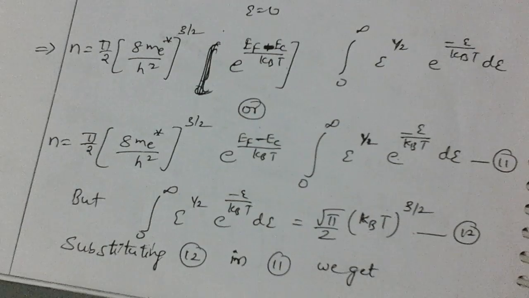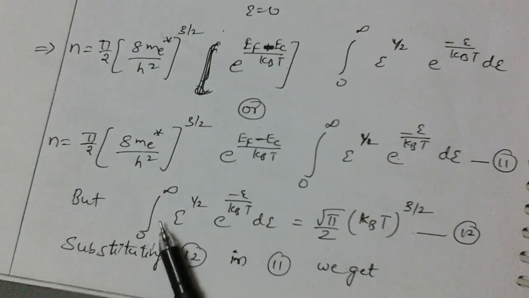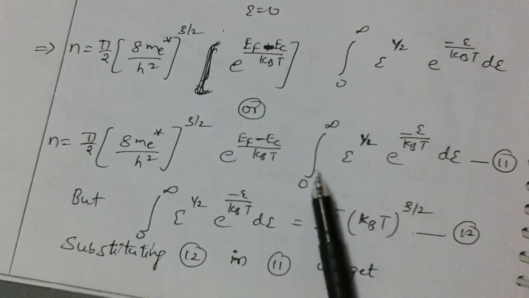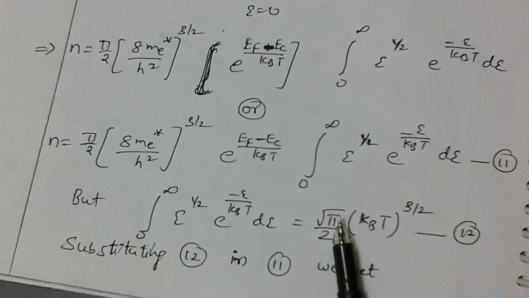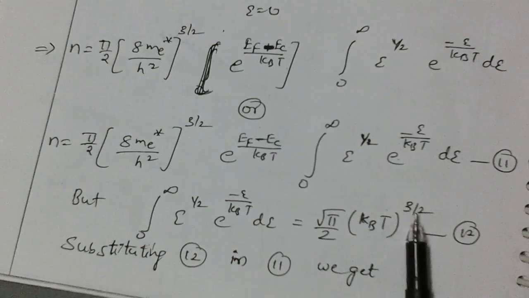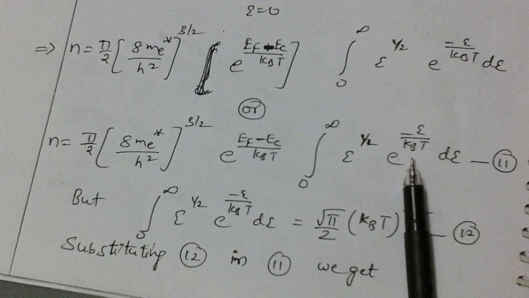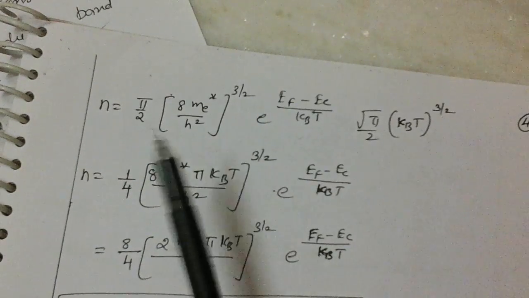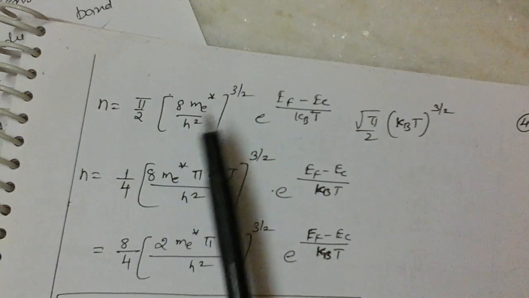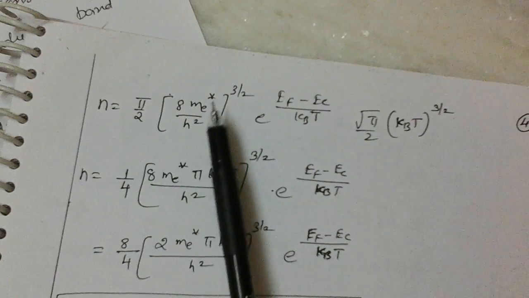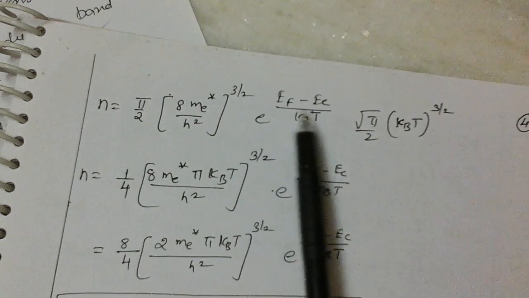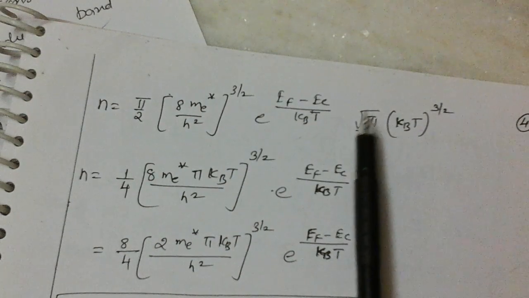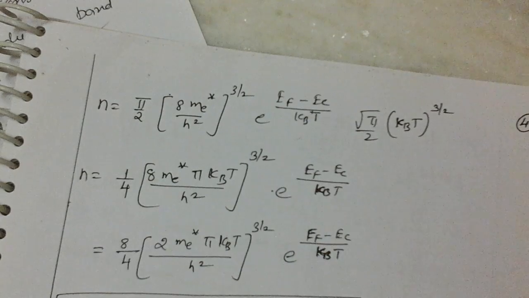What we have to take is what is already derived. So this part of the integration value we got: root of pi by 2 into (kBT) whole power 3 by 2. So directly you can substitute this value in this equation. If you substitute, pi by 2 as it is, just as we have seen, into (8 pi square, 8 m_e star by h square) whole power 3 by 2, e power of (E_F minus E_c) by kBT. But the integration value, how much? Root pi by 2 into (kBT) whole power 3 by 2, we got it.